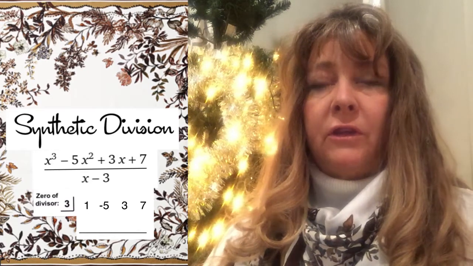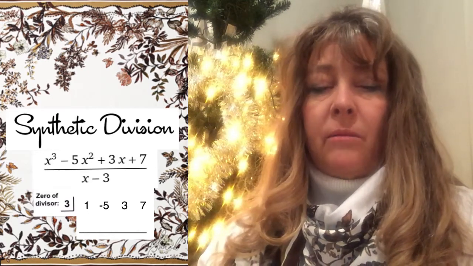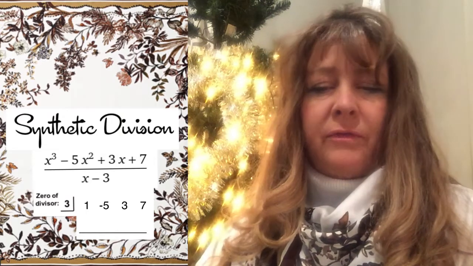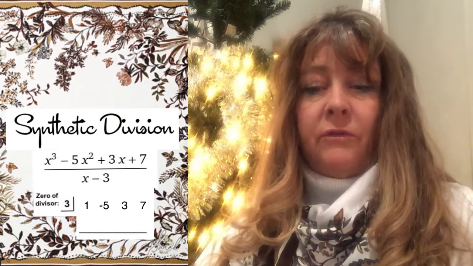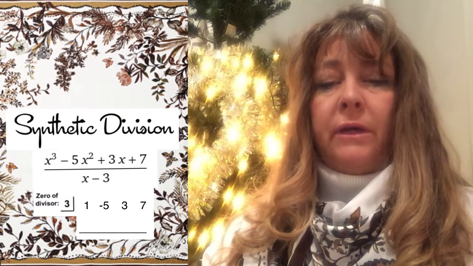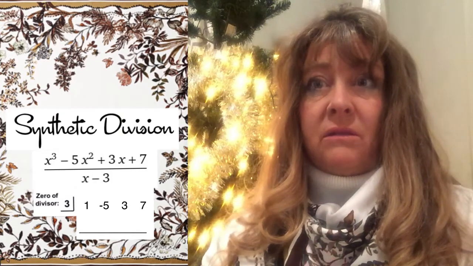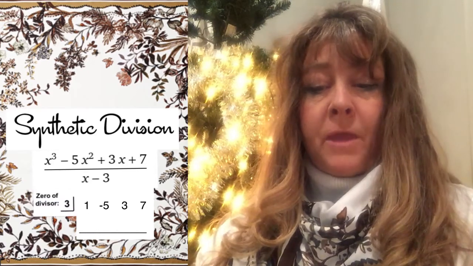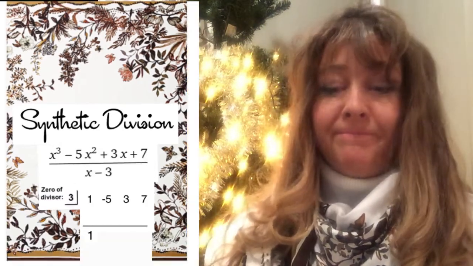Now, you want to be mindful of whether the exponents are in descending order, and if you are missing one, for example, if the x squared wasn't here and you went straight to the 3x, you would put a placeholder, a 0, there where we now have the negative 5. Otherwise the problem won't work.